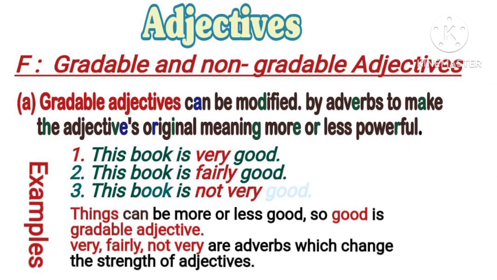Gradable and non-gradable adjectives. Gradable adjectives can be modified by adverbs to make the adjective's original meaning more or less powerful. 1. This book is very good. 2. This book is fairly good. 3. This book is not very good. Things can be more or less good, so good is a gradable adjective. Very, fairly, not very are adverbs which change the strength of adjectives.